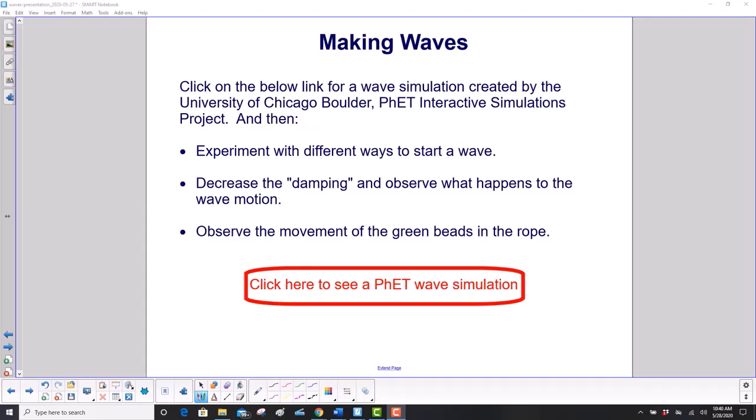To better visualize what's going on, please click over here, and you'll see a simulation of waves. These are provided by the University of Colorado Boulder, their interactive simulations project, and it's a bunch of labs which are pretty neat. So on this one, experiment with different ways to start a wave. Then decrease the damping and observe what happens to the motion of the waves. And finally, observe the movement of the green beads in the rope, and that will make more sense when you click on the lab here and try it.